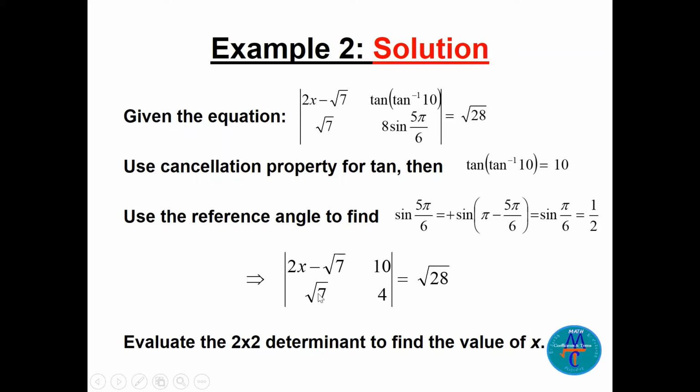See, now we simplify the equation. We have the determinant of this is equal to square root of 28. Let's apply the rule of the determinant 2 by 2.